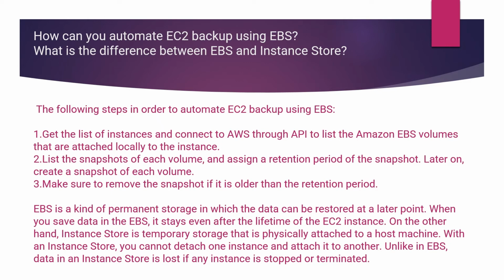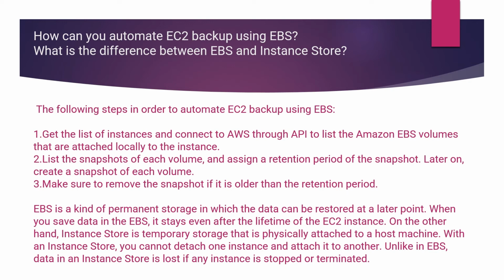AWS questions for Elastic Block Storage. 56. How can you automate EC2 backup using EBS? Use the following steps in order to automate EC2 backup using EBS. Get the list of instances and connect to AWS through API to list the Amazon EBS volumes that are attached locally to the instance. List the snapshots of each volume, and assign a retention period to the snapshot. Later on, create a snapshot of each volume. Make sure to remove the snapshot if it is older than the retention period.